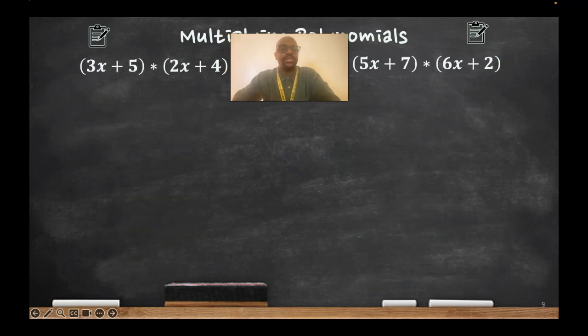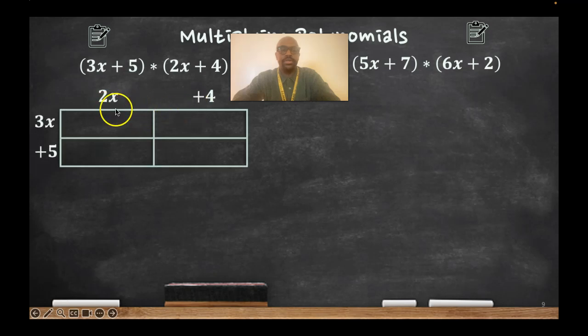Now let's look at a binomial times a binomial. A binomial is just a polynomial with two terms. So now when you create your box method, it'll be a 2 by 2 box. You have 2x and then a positive 4, and then 3x and a positive 5. If I want to fill out what goes in this top left box, that's 2x times 3x. 2 times 3 is 6. Between those two terms, you have 2 x's, so it'll be 6x to the second power.